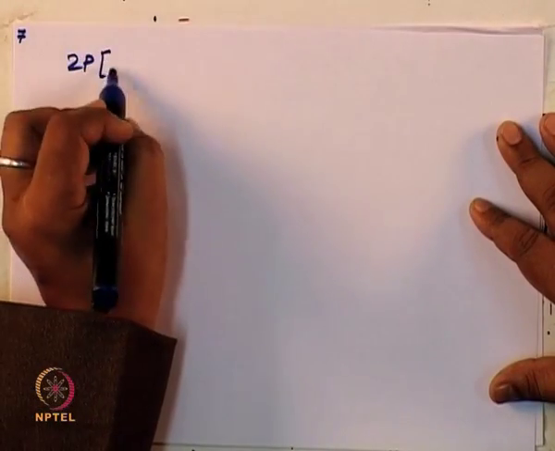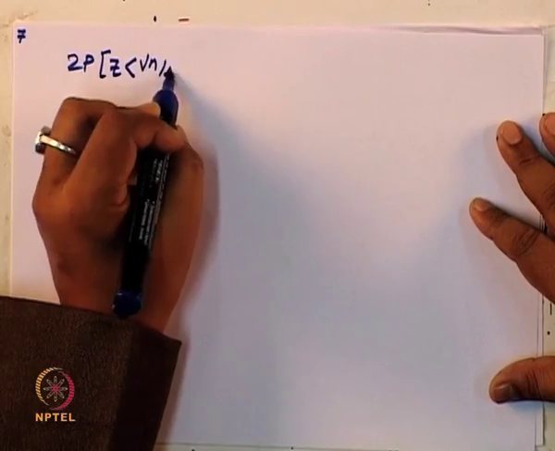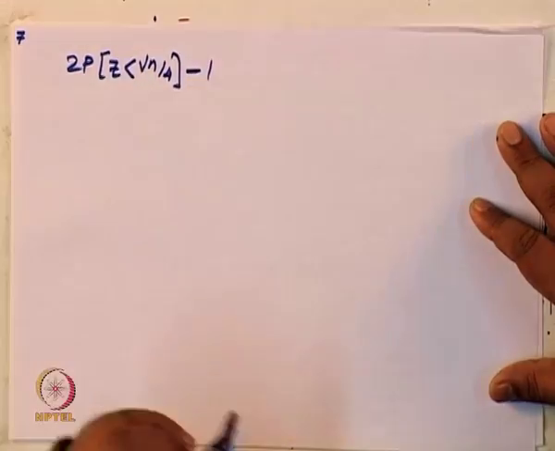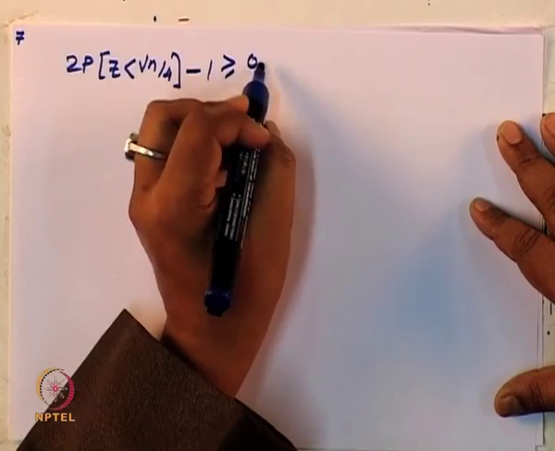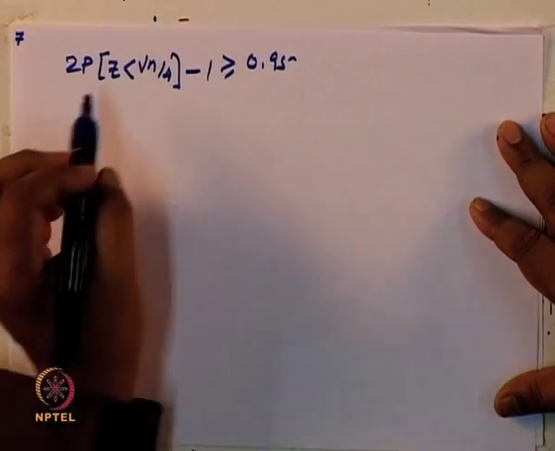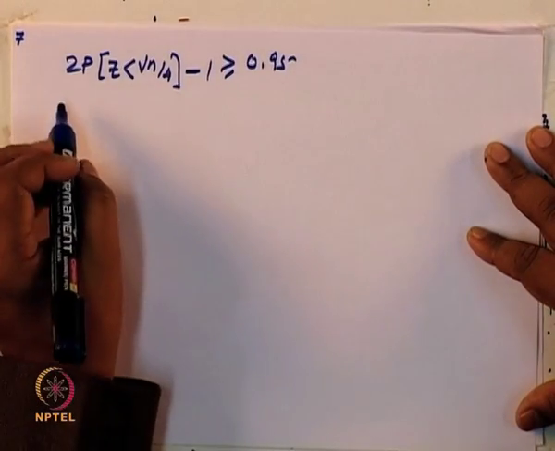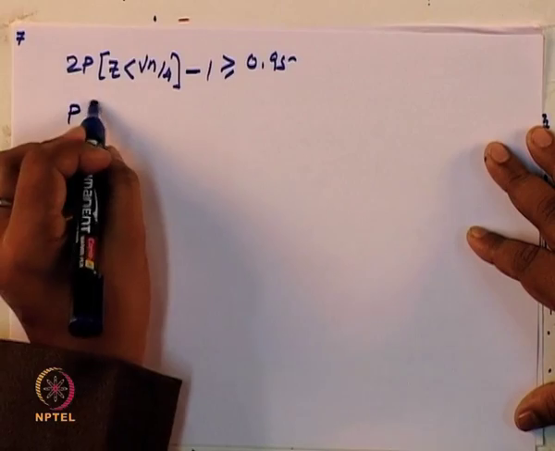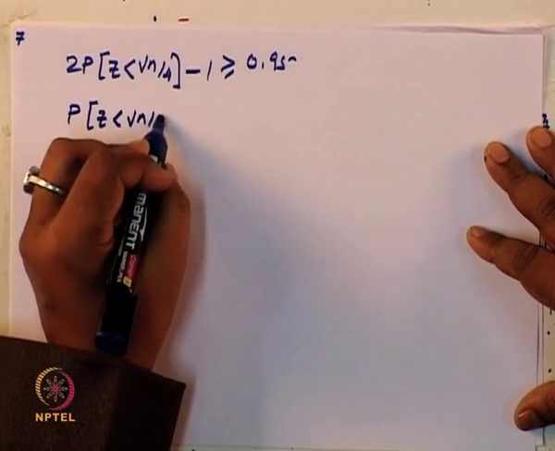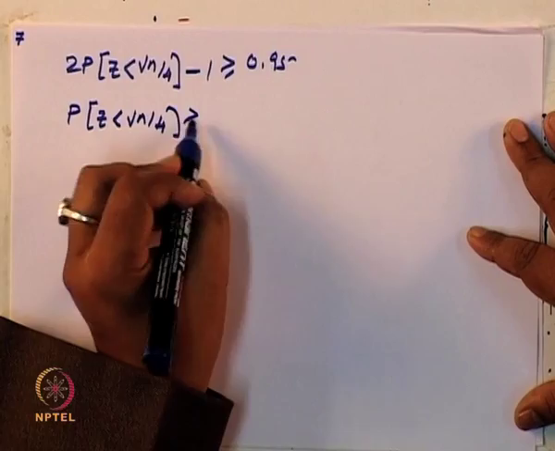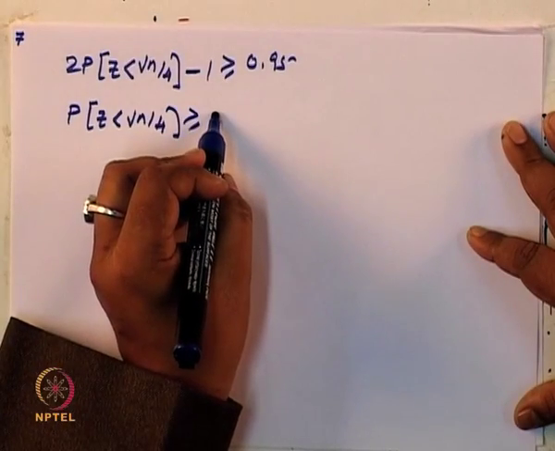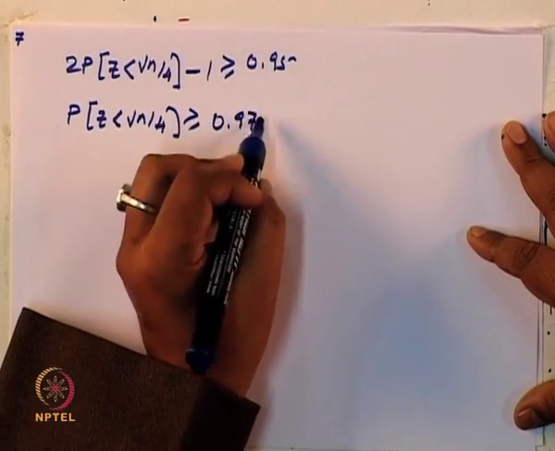So, what I am given is that 2 P of z less than root n by 4, minus 1, has to be at least 95%. So, this is the net probability and this is greater or equal to 0.95. This gives me the probability of z less than root n by 4 is greater or equal to 0.975.